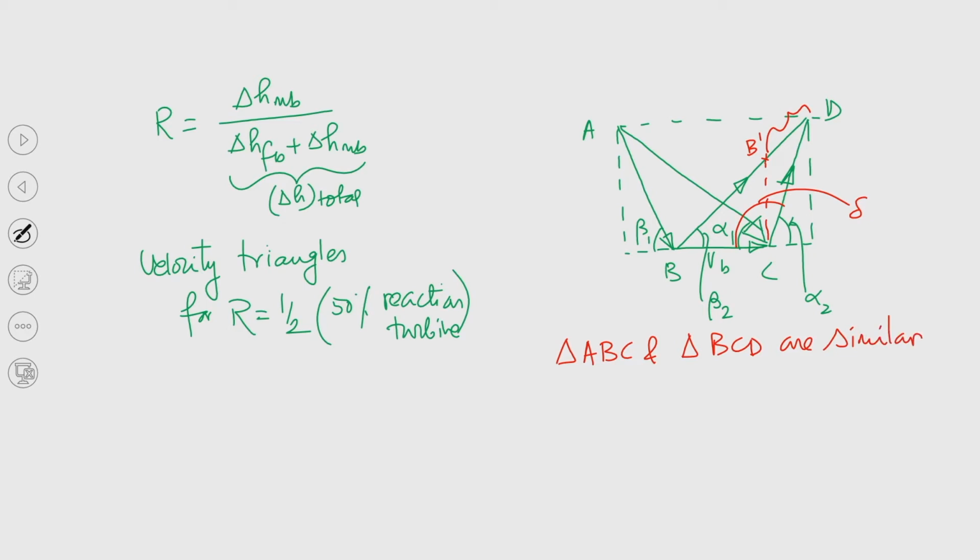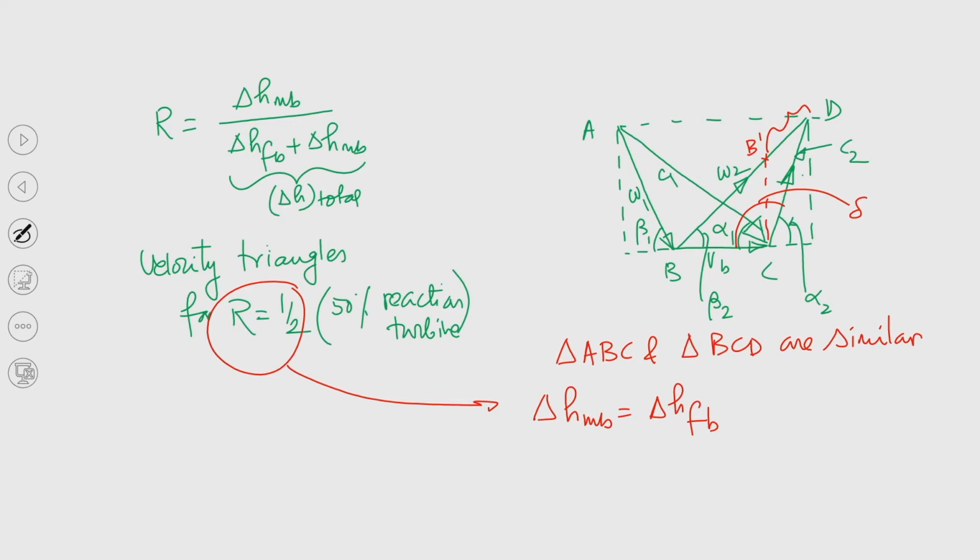Okay. Try to understand, we are having a 50% reaction turbine. If it is a 50% reaction turbine, we can write delta H MB equal to delta H fixed blades. If that is the case, so I am giving names now, it is better to give the names. So, this is W1, this is C1, this is W2 and this is C2, right.